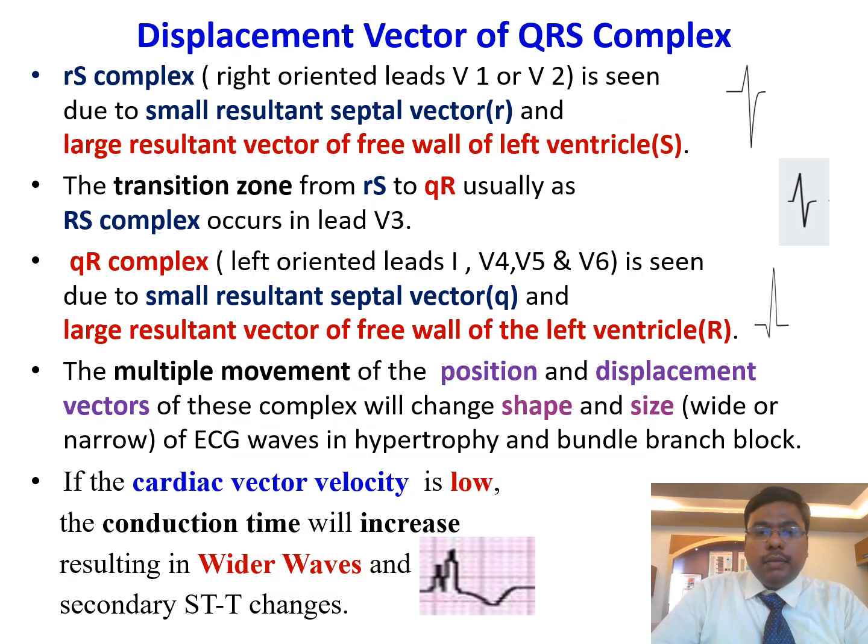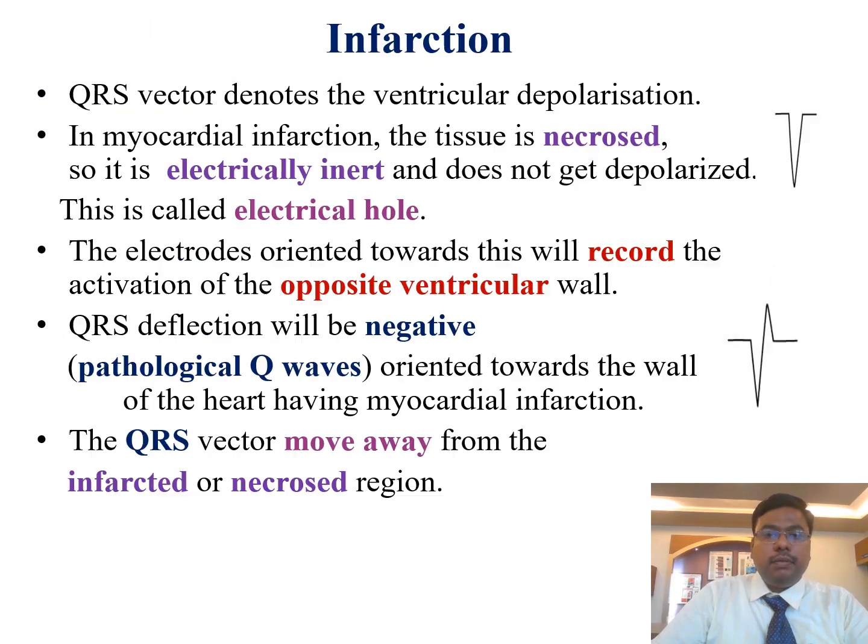So we have to apply these concepts, and the same cardiac vector theory can be applied for the explanation of RS complex and the transition zone, capital R capital S complex, and then small q capital R complex. So the same cardiac vector theory can be applied to explain the changes in the QRS complex. The multiple movements of the position and displacement vectors of this complex will change the shape and size of ECG waves in hypertrophy and bundle branch block. If the cardiac vector velocity is low, the conduction time will increase, resulting in wider waves and secondary ST-T changes.